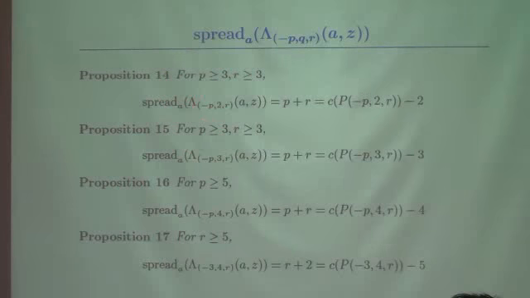So in this case, the spread is crossing minus 2. So if you add 2, spread plus 2 is equal to C. In this case, spread is equal to crossing minus 3. So spread plus 2 is crossing minus 1, and so on.